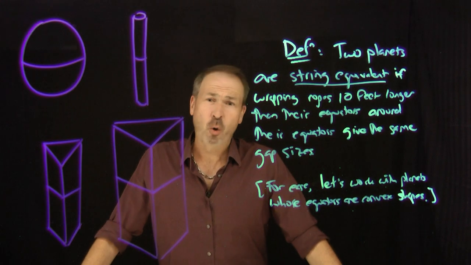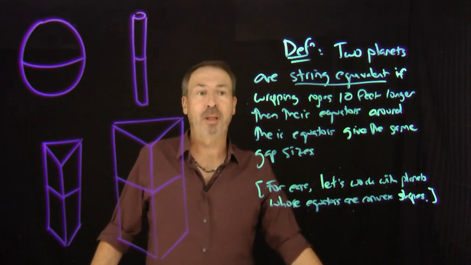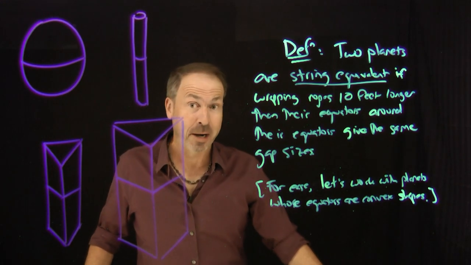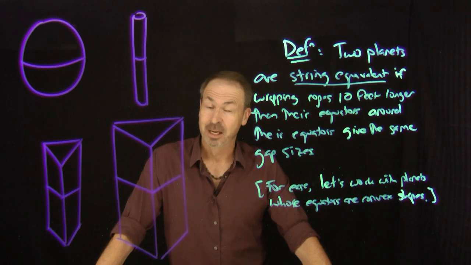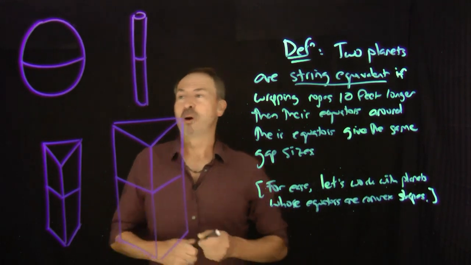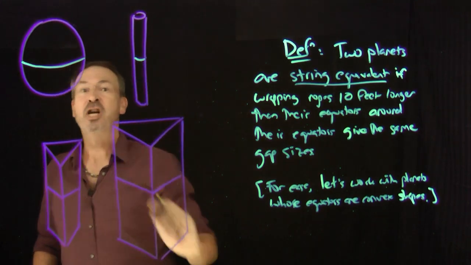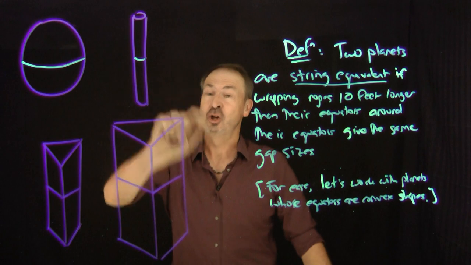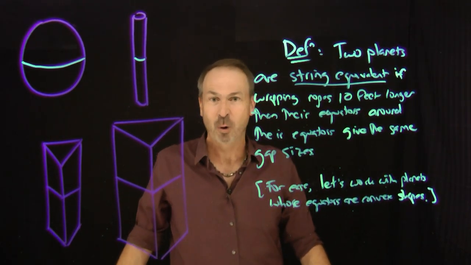Okay, here's my big question or exploration or issue for today. Let's call two planets string equivalent if wrapping ropes 10 feet longer than equators around their equators give the same gap sizes. For example, we've already seen today that wrapping a rope around a circular equator, no matter the size of that equator, is sure to give the same gap size of 5 over pi feet. Any two planets with circular equators are sure to be string equivalent.